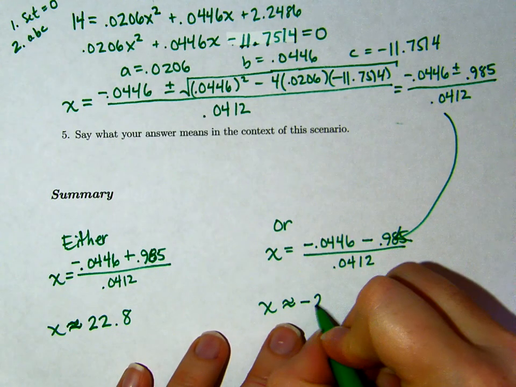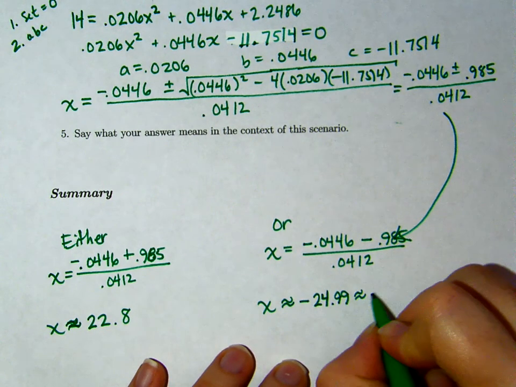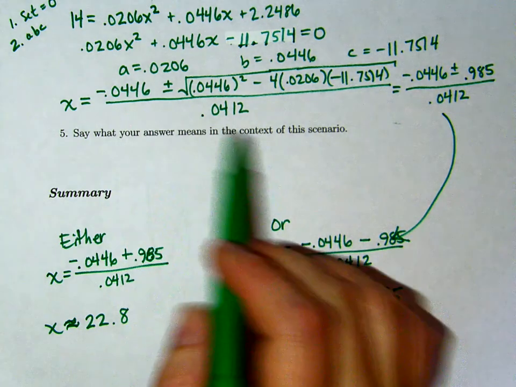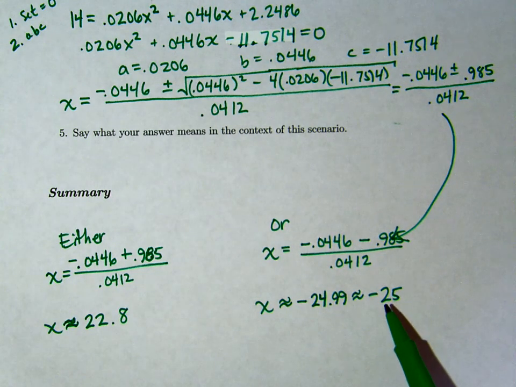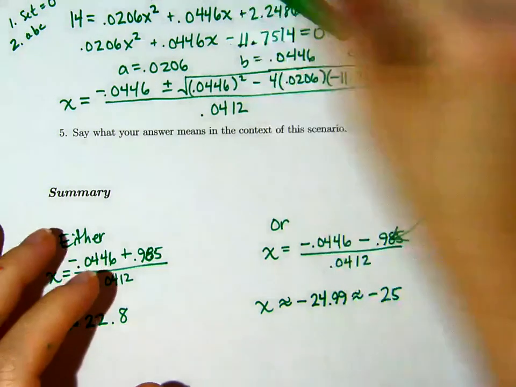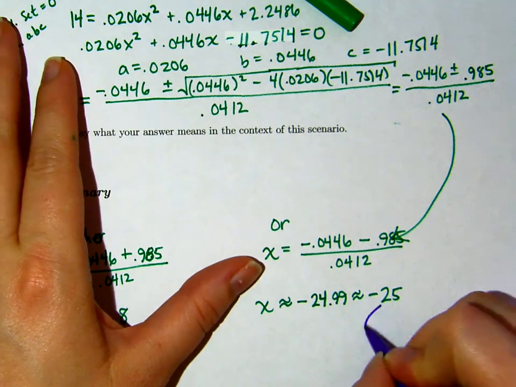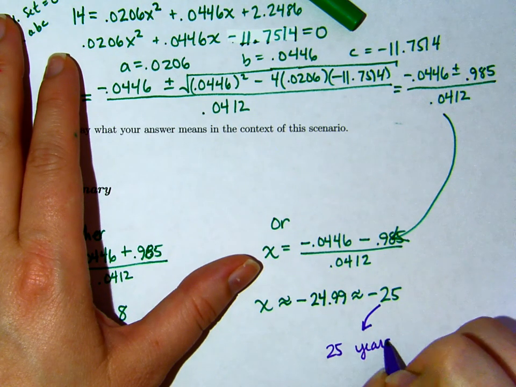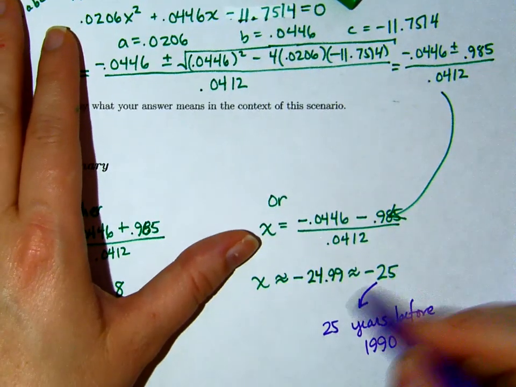And here I get negative 24.99 about, or about negative 25. Okay, so wait a minute. And then we have to say what our answer means in the context of this scenario. Well, here, this would be years before 1990, and I highly doubt that that is applicable in this situation in terms of popularity of bottled water. So 25 years before 1990, doubt the model holds.